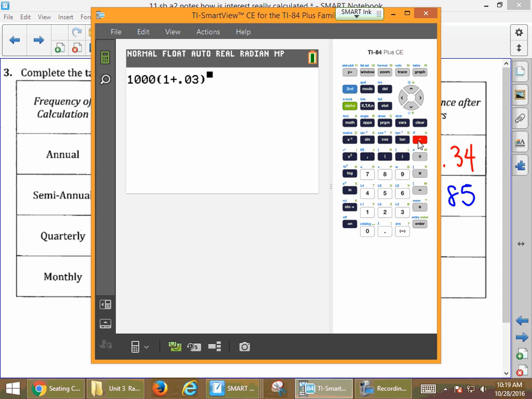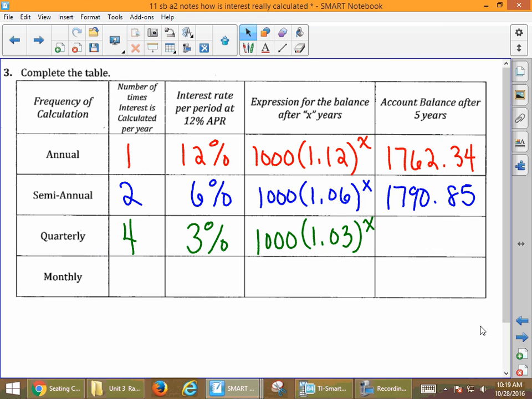Except that it's going to be to the 4 times 5, because we're going to do that 4 times a year. And now we're going to pay $1,806.11. Jordan? I have a question for setting up the balance after a year for the 2 and 4 for the equation. For the 2, what if there would be a 2 next to the x? Thank you. Got to write the 2.